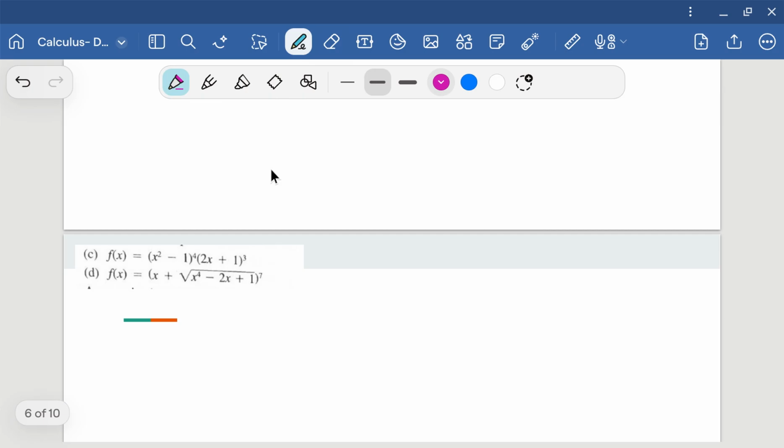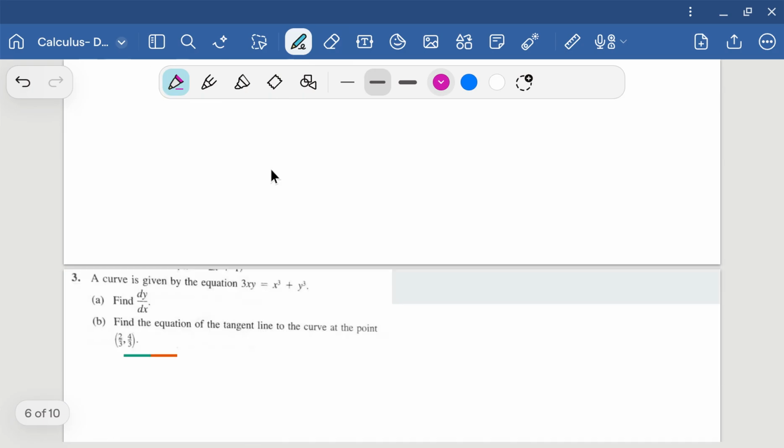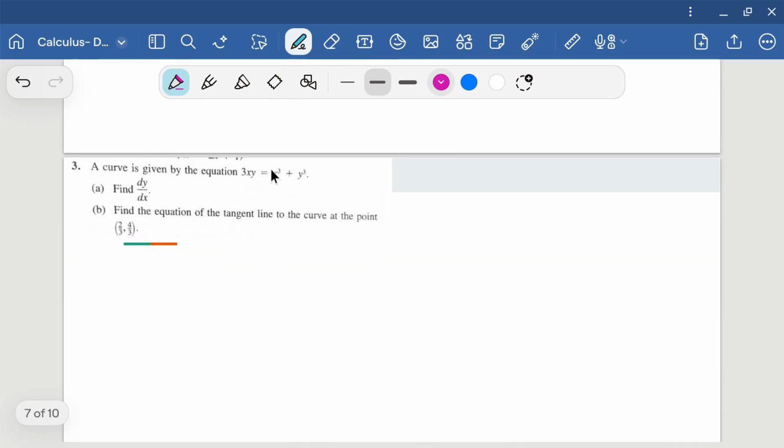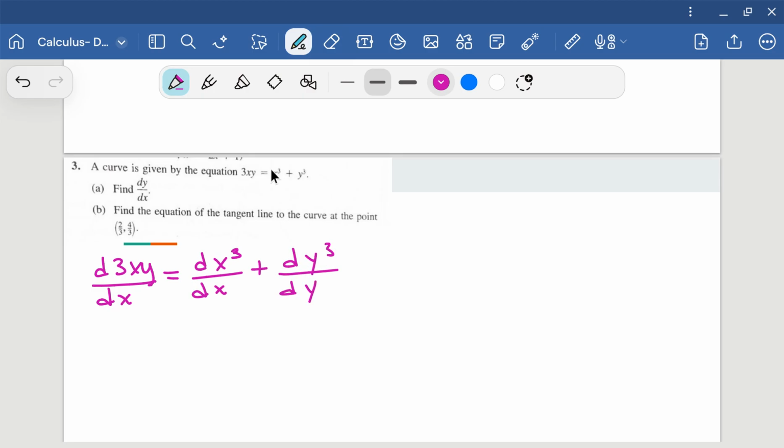The next part is, I did have another slide there for that. Okay, so the next part is looking at the curve with the equation 3xy equals x cubed plus y cubed. If we want to find dy over dx, that just means we're taking the derivative. So the reminder is that we're taking the derivative of 3xy over dx, and that would equal the derivative of x cubed over dx plus the derivative of y cubed over dy.